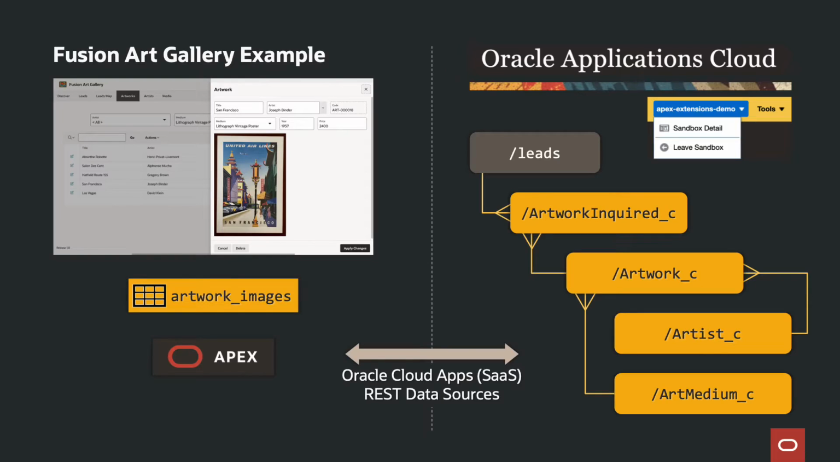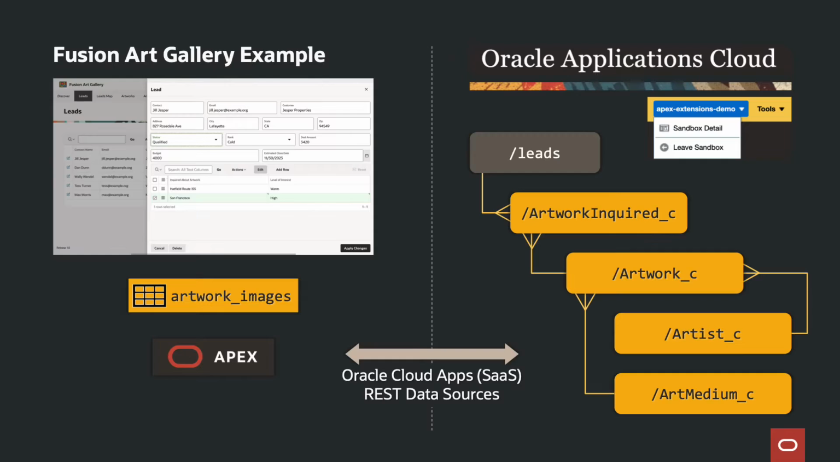Let's explore these features by building an Apex app for an art gallery combining Fusion CRM sales leads with Fusion App Composer custom objects for artworks, artwork inquiries, artists, and art media. These customizations to the Fusion app's data model are done in the context of an Apex Extensions demo sandbox, so production end users won't see the changes until the sandbox gets published. The application stores images of the artworks for sale in a local table in the Apex database.